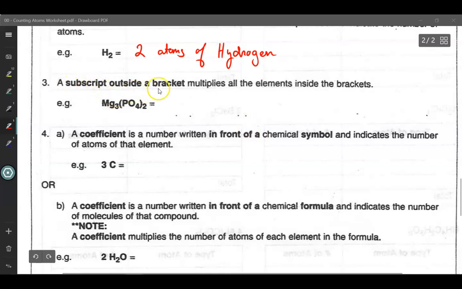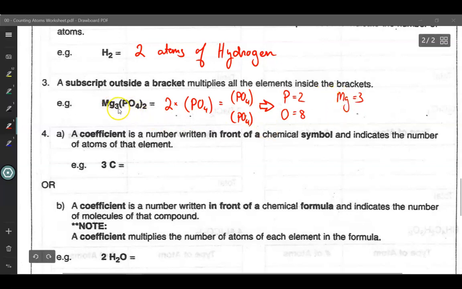Now if you have a subscript outside a bracket, it multiplies all the elements inside the bracket. So this bracketed area shows that these groupings of atoms are stuck together. We call this a phosphate ion. So there are 2 of these phosphate ions, these PO4s. So when you look at that, 1 P, 2 P, altogether 2 phosphorus. 4 plus 4, altogether 8 oxygen. Or if you'd like, just multiply the 2 into the bracket. So 2 times 1 equals 2 phosphorus. 2 times 4 equals 8 oxygens. And of course, there's only 3 magnesiums.